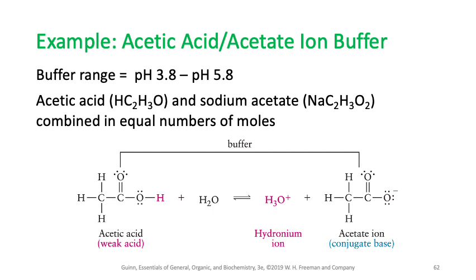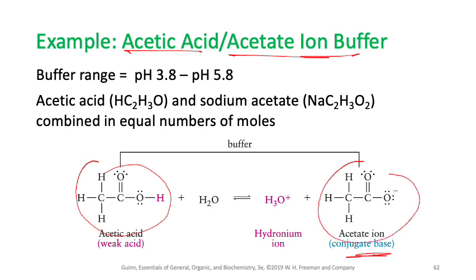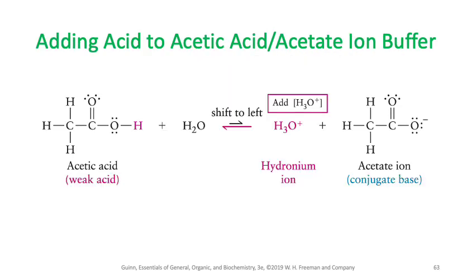Let's take an example of an acetic acid and acetate ion buffer. This is your acetic acid, the weak acid, and this is your acetate, the conjugate base. These are the buffer components, right? And the pH range of this buffer is from 3.8 to 5.8. So if you add a small amount of acid or base, the pH value might fluctuate, but not that much. So let's take the same two examples again.